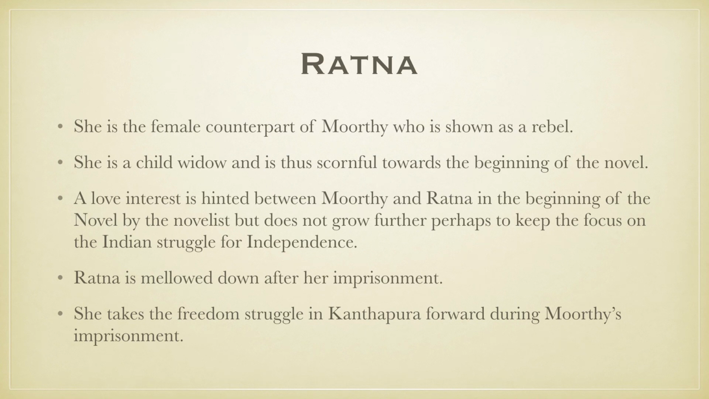Ratna has been shown as a rebel from the beginning of the novel. She is a child widow and is thus quite scornful of her elders. It is Ratna who actively participates in Murthy's ideas of Gandhian philosophies and helps him to implement his plans in Kanthapura. In fact, in Murthy's absence during his imprisonment, it is Ratna who keeps the flame of the Indian struggle for independence in Kanthapura alive. We do notice that even Ratna is quite mellowed down after her experience of imprisonment, though this does not deter her from partaking in the struggle for independence, and it is she who takes the thread of the narrative forward as concerns the Indian struggle for independence in Kanthapura.